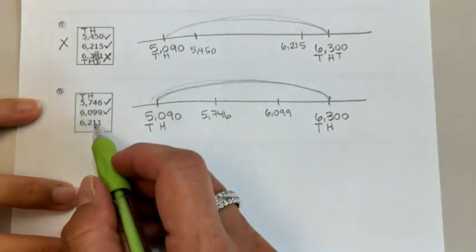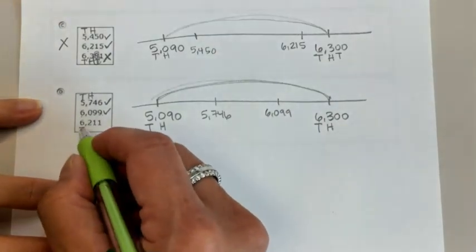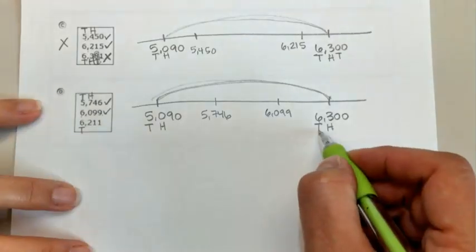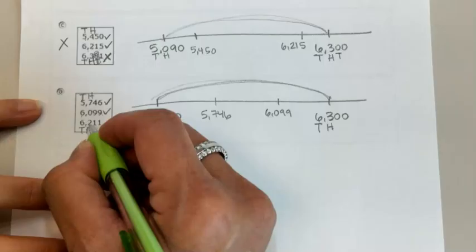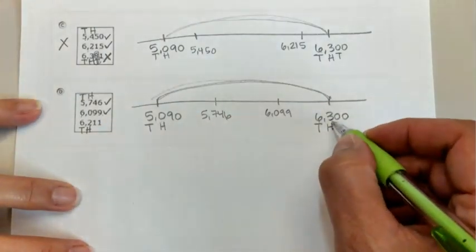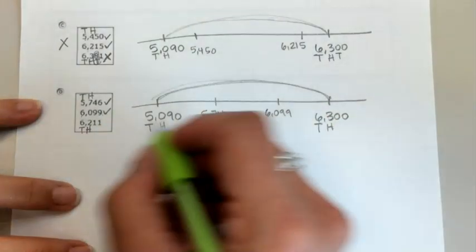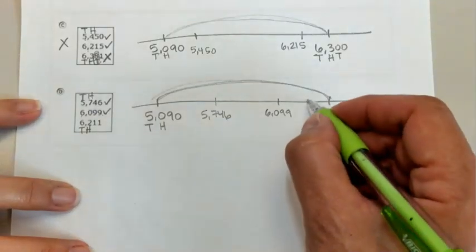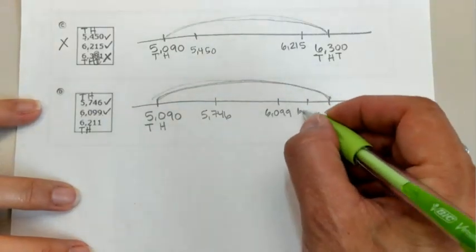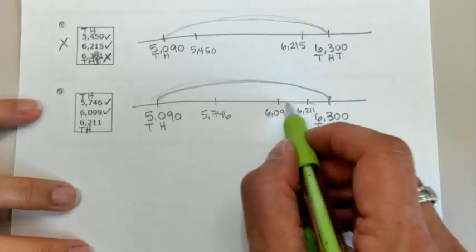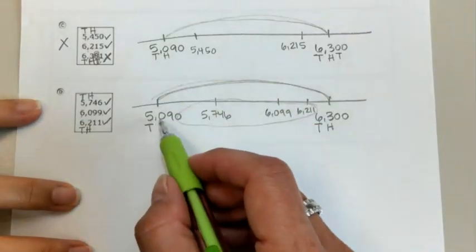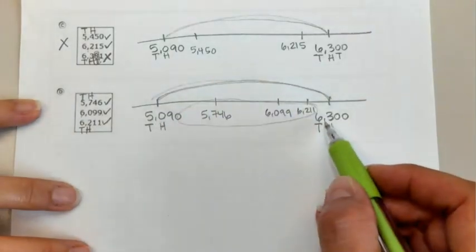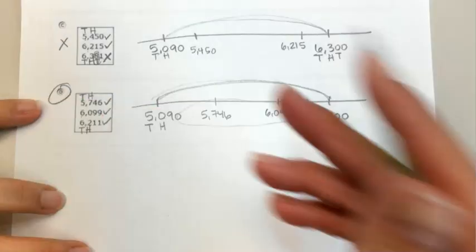Let's look at the last number in our list. In the thousands place, there's a 6. My largest number, there's a 6 in the thousands place. In the hundreds place, there's a 2. My largest number, there's a 3 in the hundreds place. 2 is less than 3. We can put this number about right here. So all three of the numbers from my list fit in between 5,090 and 6,300. So D is my answer.